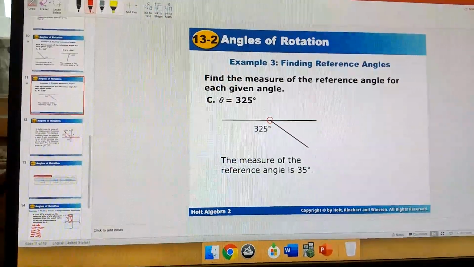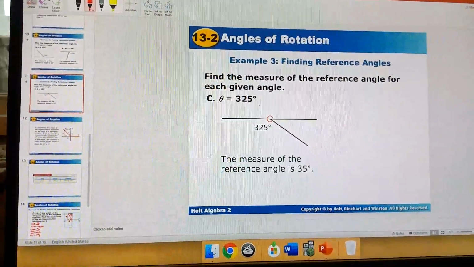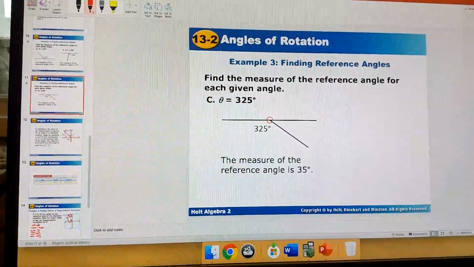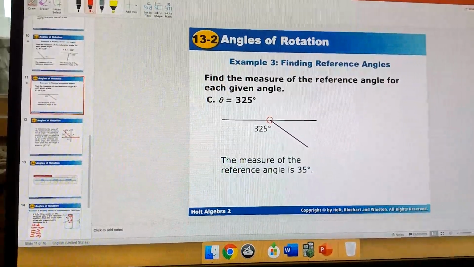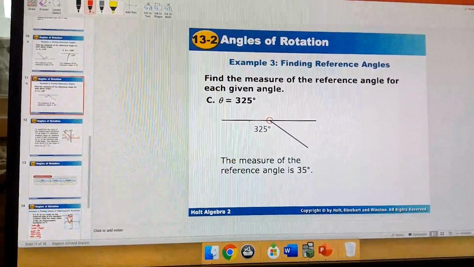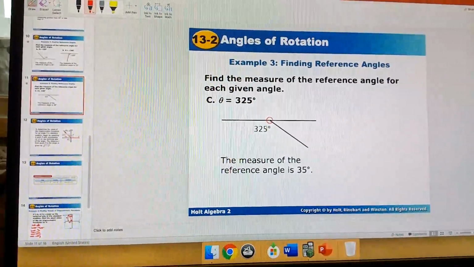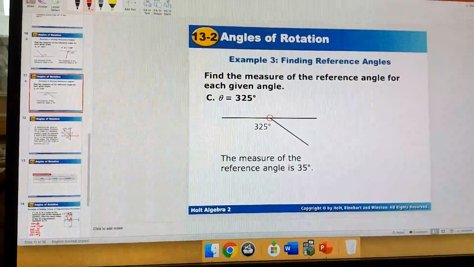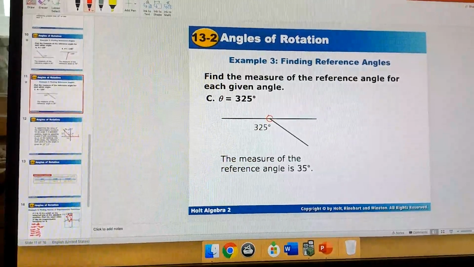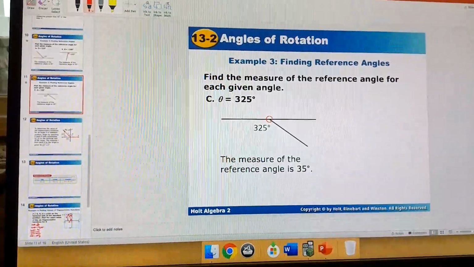So a good way to think about that is if we're in the second quadrant, take 180 minus your angle. If we're in the third quadrant, take your angle minus 180. That'll give you the reference angle. And if we're in the fourth quadrant, just take 360 minus your angle. And obviously, if you're in the first quadrant, you already have your reference angle. So that's a good way to remember that as we go.